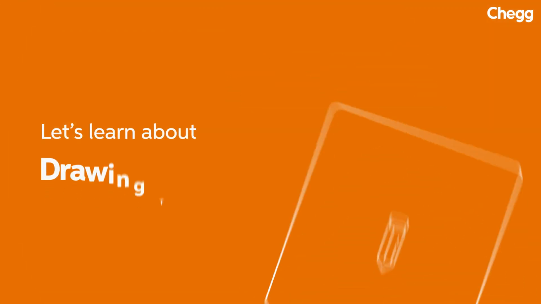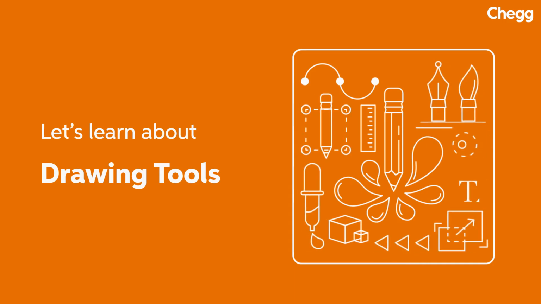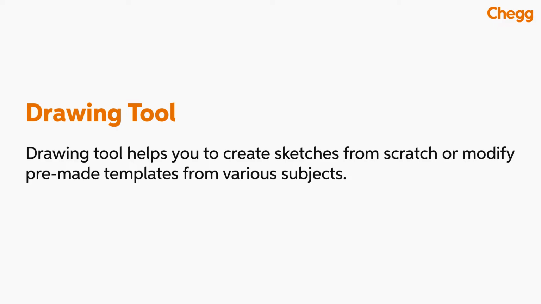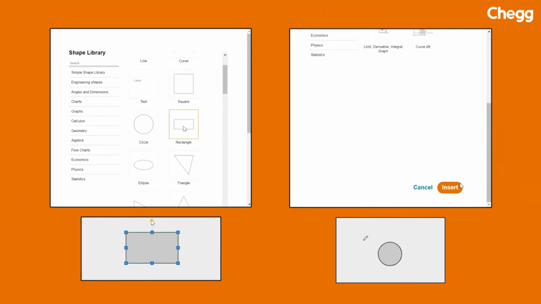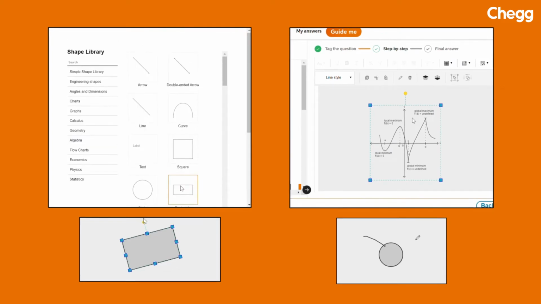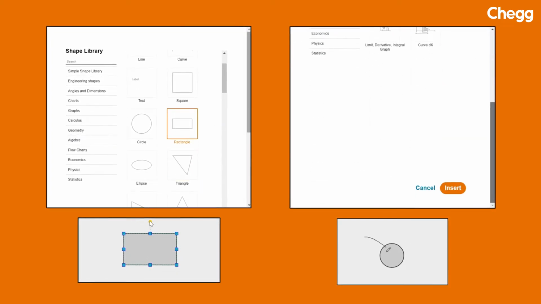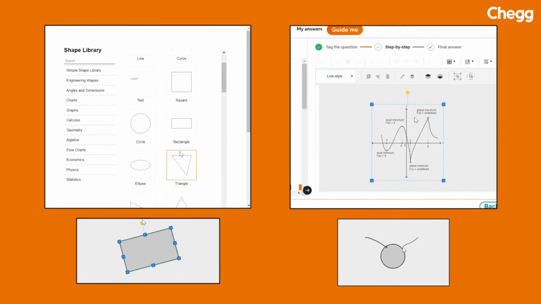In this video, we learn how to use the drawing tool. This tool helps you to create sketches from scratch or modify pre-made templates from various subjects. The tool also supports all fundamental shape transformation features, text labeling, freehand drawing, and simple snapping and alignment guides.